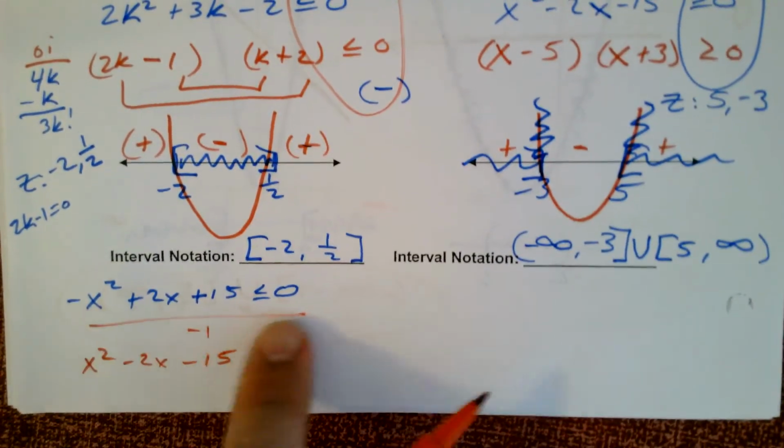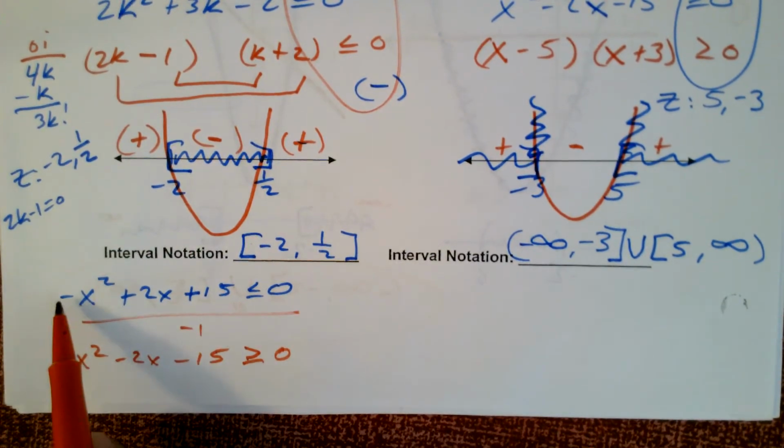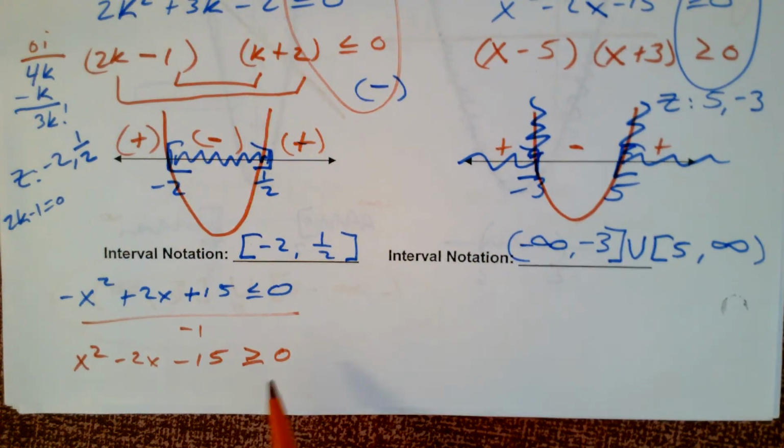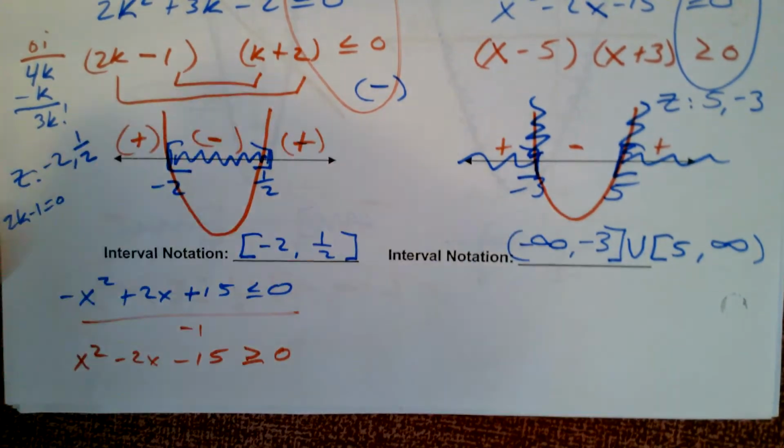Okay. Now you could factor this. It's just, I don't like factoring when there's a negative in front of the x squared. So that would be the first thing I do. Just don't forget to change the inequality sign. Okay, so that's one other scenario.